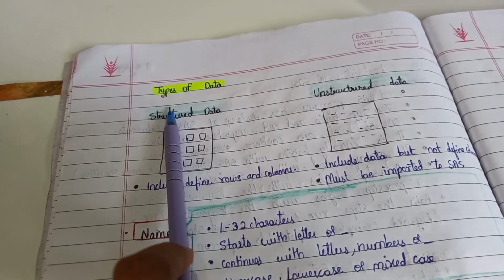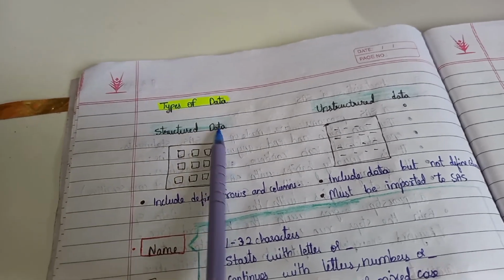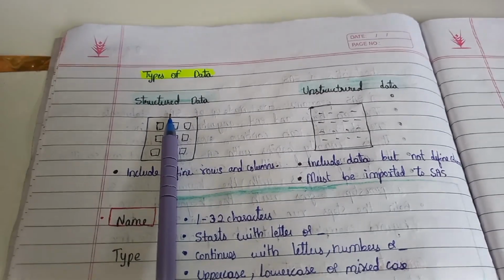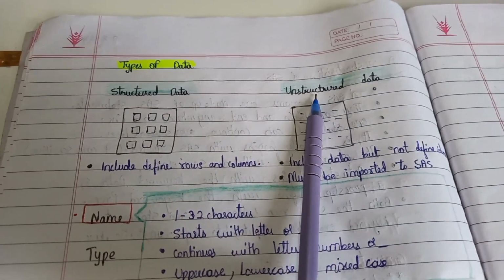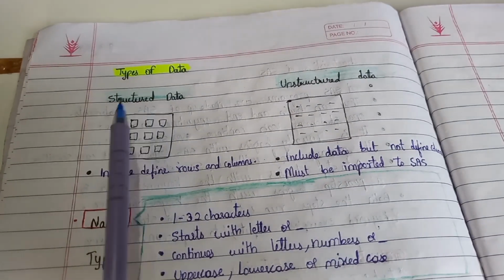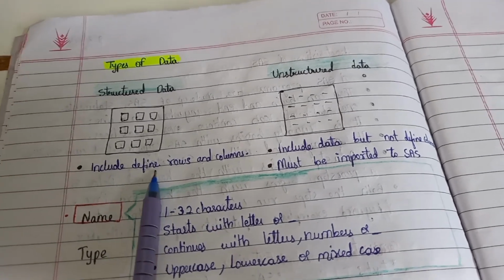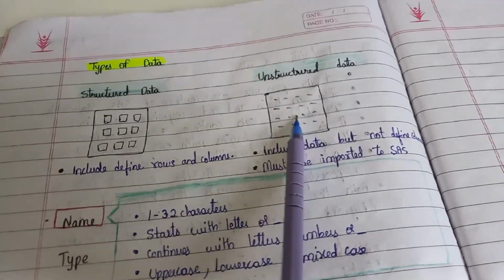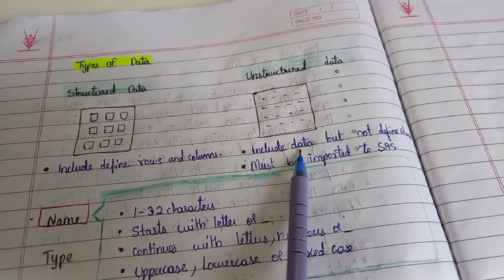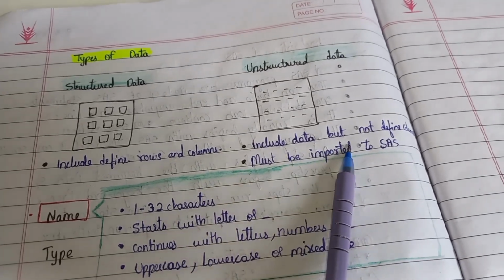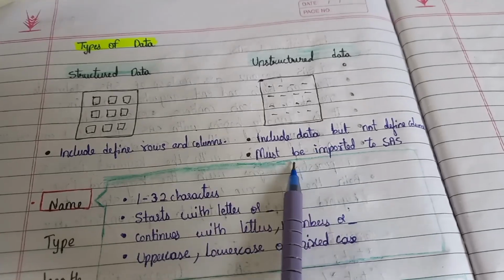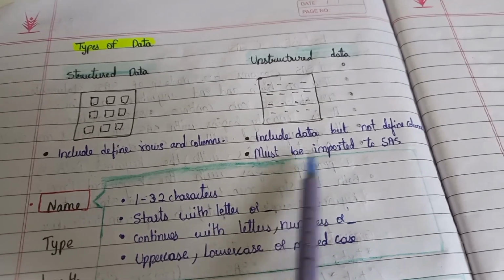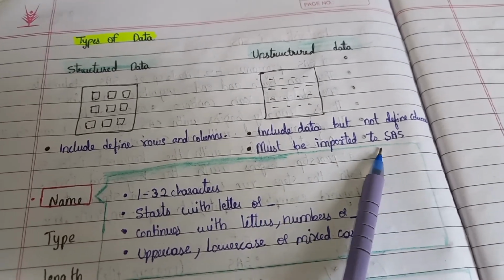Types of data, or data type. Okay, so here we have structured data and unstructured data. There are two types of data. Structured data means it includes defined rows and columns, and unstructured data includes data but not defined columns. Okay, it must be imported to SAS.